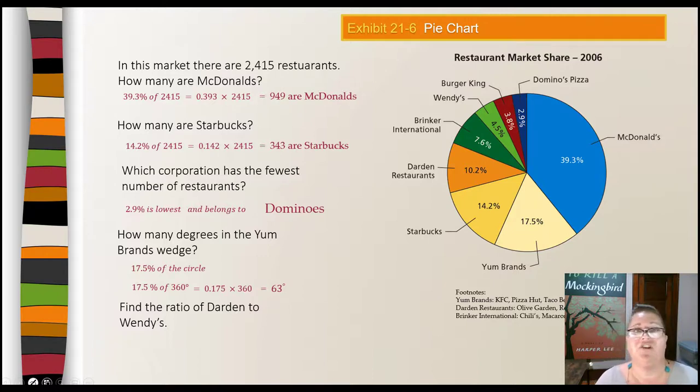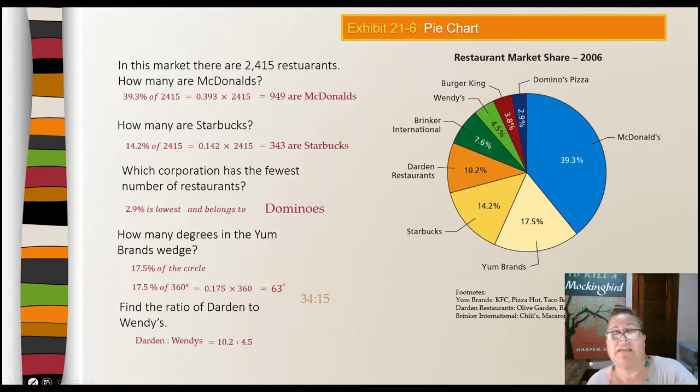So we're looking at Darden to Wendy's. That means Darden goes first and then Wendy's. Oh, look at the answer showing up there. All right, so we're going to do Darden to Wendy's. Darden is 10.2%. Wendy's is 4.5%. So this gives me the order for the numbers, 10.2 to 4.5.